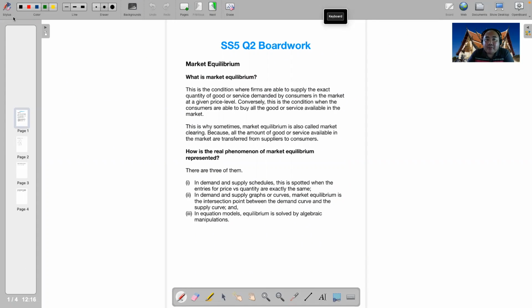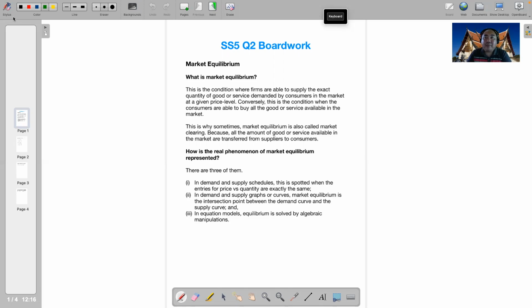Well, market equilibrium is the condition where firms are able to supply the exact quantity of goods or services demanded by consumers in the market at a given price level. Conversely, this is the condition when the consumers are able to buy all the goods or services available in the market. This is why sometimes we call it market clearing, because all the goods or services available in the market are transferred from the hands of our suppliers to the hands of our consumers, and nothing is left in the market after the transaction.